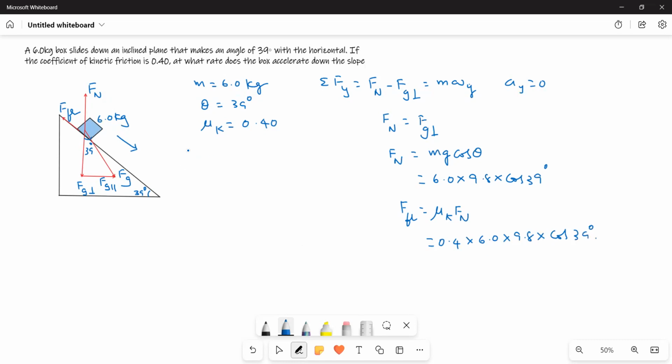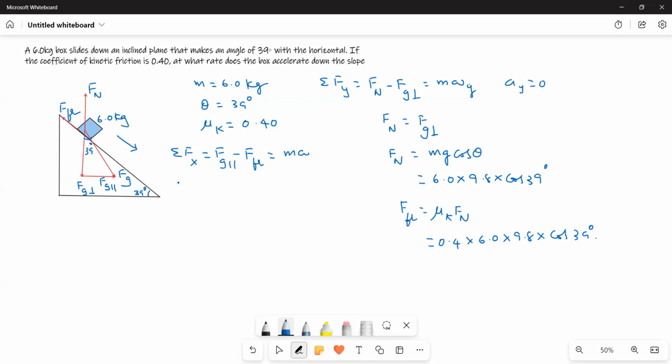Now we will write the x direction forces. Sigma Fx is equal to Fg parallel and F friction, the two forces. Fg parallel is in the downward direction and F friction is in the upward direction. And then acceleration is in the downward direction. So I will write Fg parallel minus F friction is equal to Ma. I have to find out the acceleration.